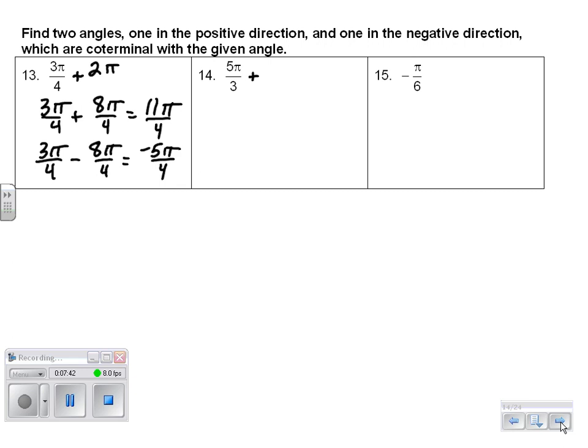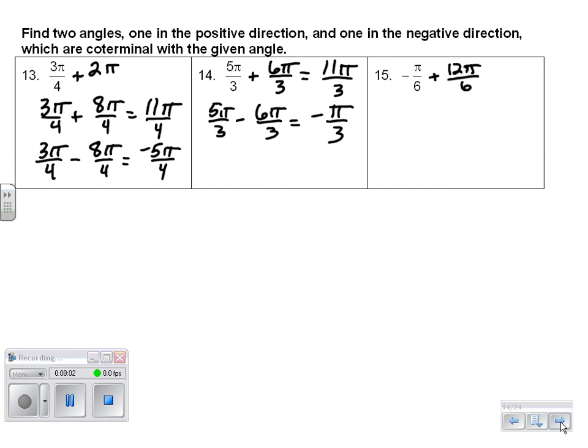Next, 2 pi in thirds is 6 pi over 3. 6 divided by 3 is 2. We add together and get 11 pi over 3. Then 5 pi over 3 minus 6 pi over 3 gives negative 1 pi over 3. In sixths, 2 pi is 12 pi over 6. That gives us 11 pi over 6. Then negative pi over 6 minus 12 pi over 6 would give negative 13 pi over 6.